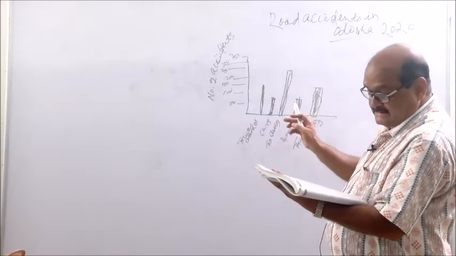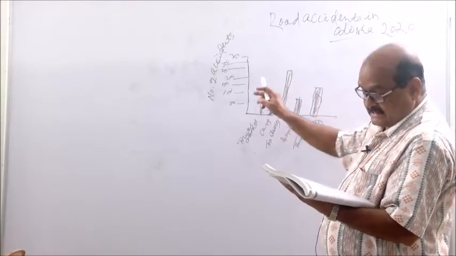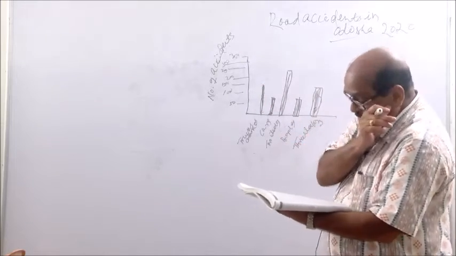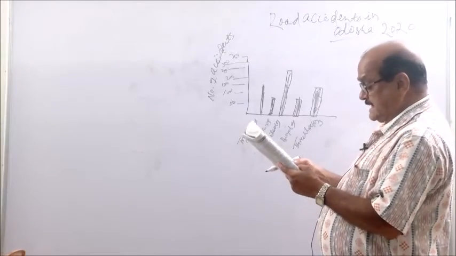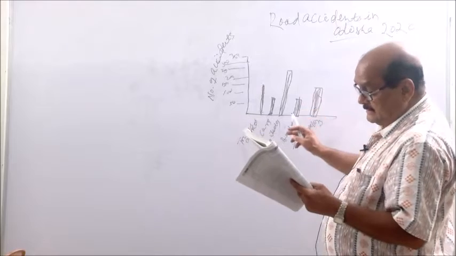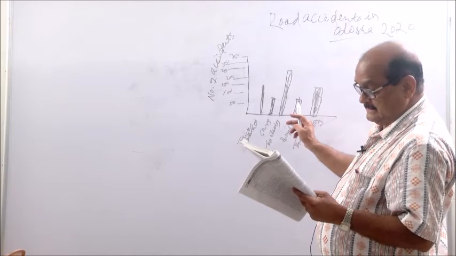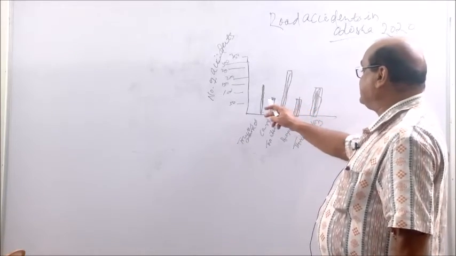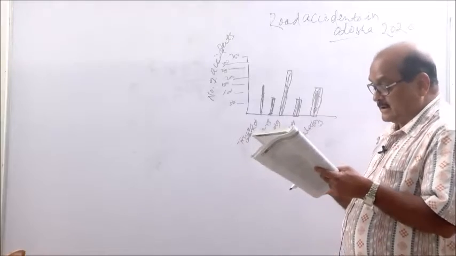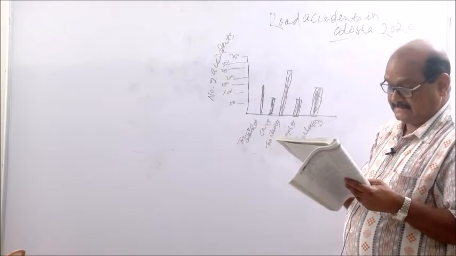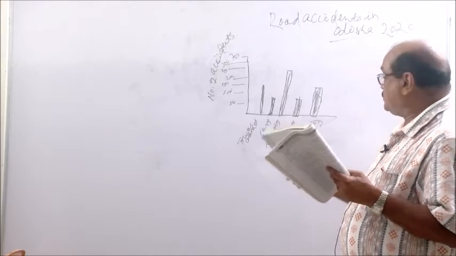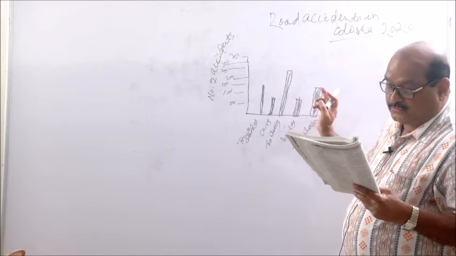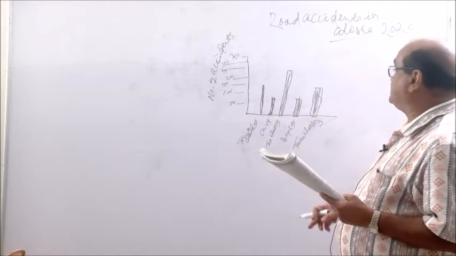The number of accidents as shown in the chart shows that the people driving the cycle make less accidents in comparison to other vehicles. And people who drive two-wheelers, means bikes, scooters, all these things, they top the list.